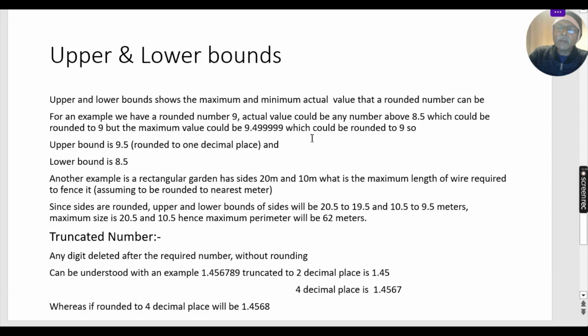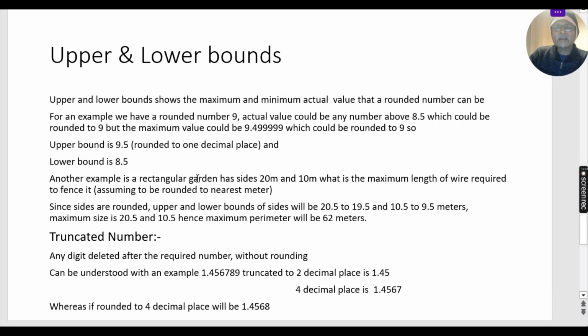So my upper bound, that means the maximum value which this rounded figure 9 could have, is 9.5, and the lower bound is 8.5. That gives the range within which the number is rounded off to 9. So the actual figure will be between 8.5 and 9.5, which can be rounded to 9. Okay, let me take another example.